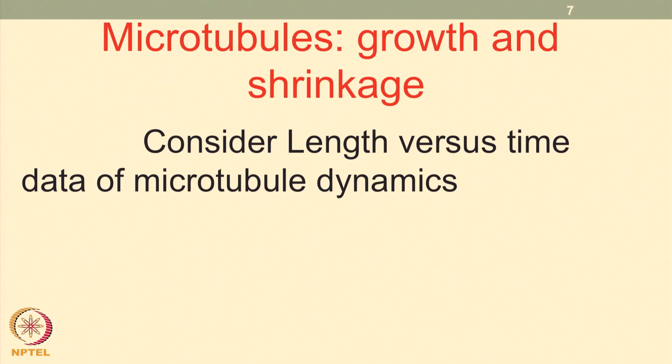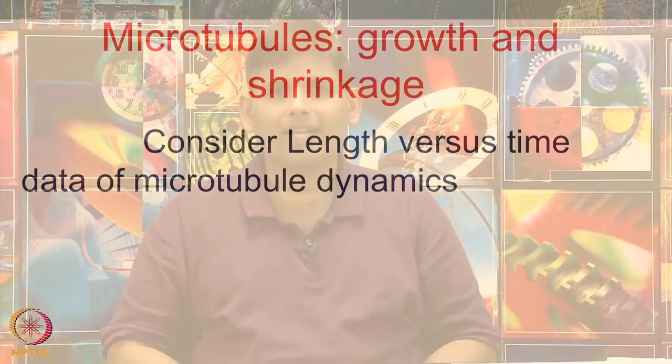The next example is microtubule growth and shrinkage. Many of you who have studied biology have heard of this polymer called microtubule, a cytoskeletal filament in our cells. This has a property, at least in in vitro experiments: microtubules grow and shrink rapidly. So they polymerize and depolymerize.